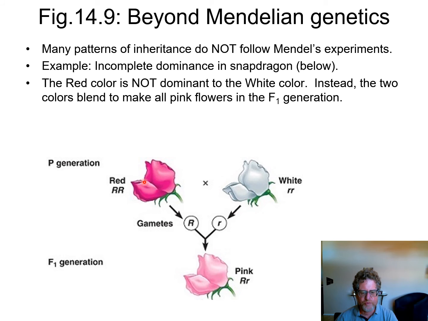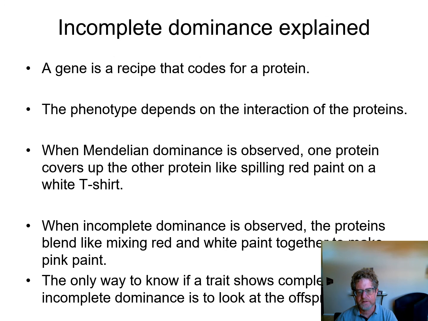If you get a true breeding red parent in snapdragons and a true breeding white parent in snapdragon flowers, and you cross them together, the offspring are all hybrids. They have a red allele and a white allele, but they're all pink. And that's called incomplete dominance.